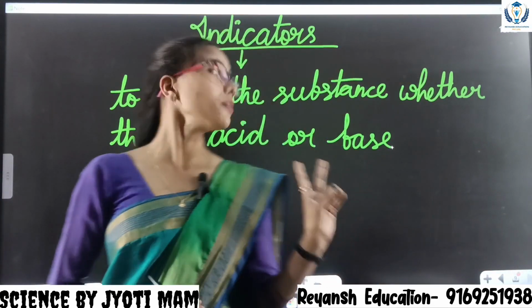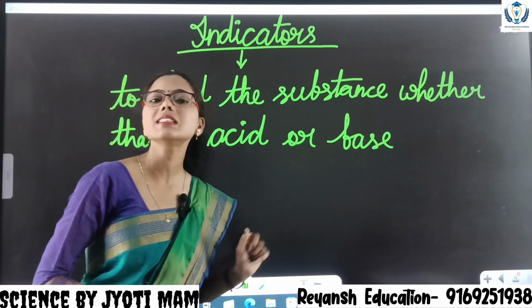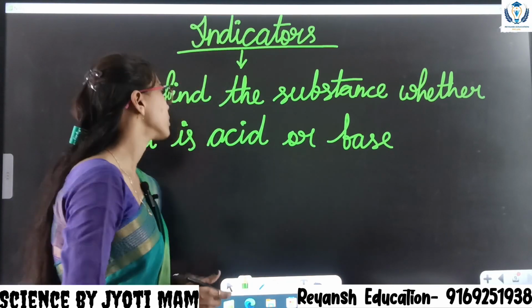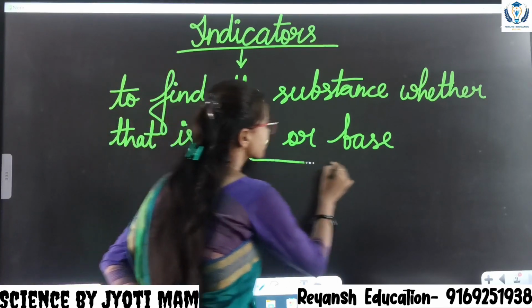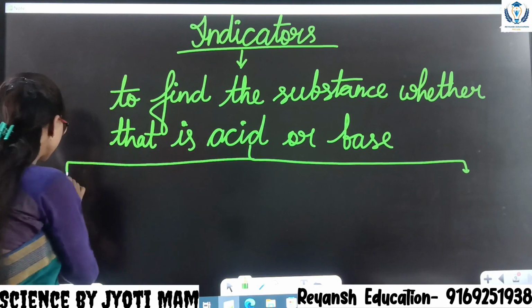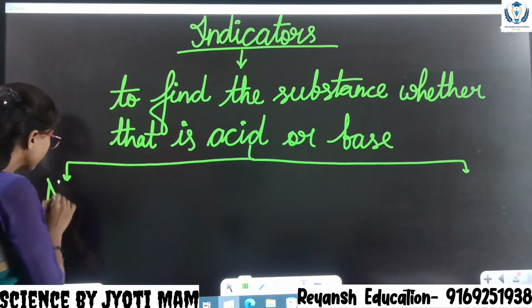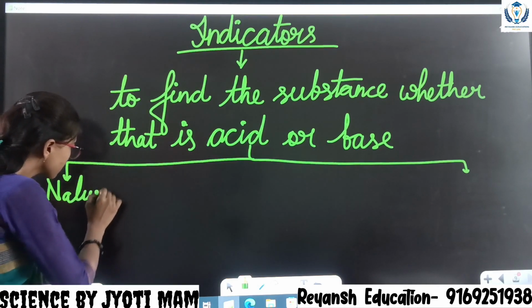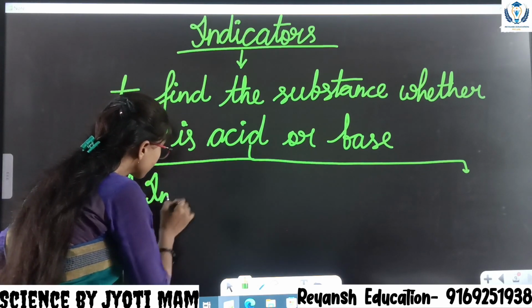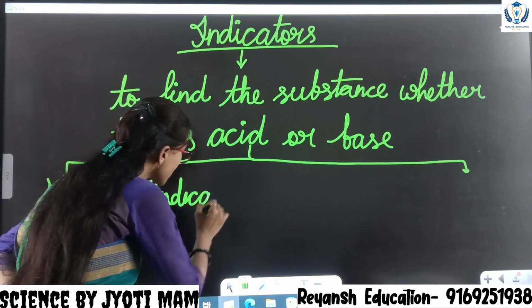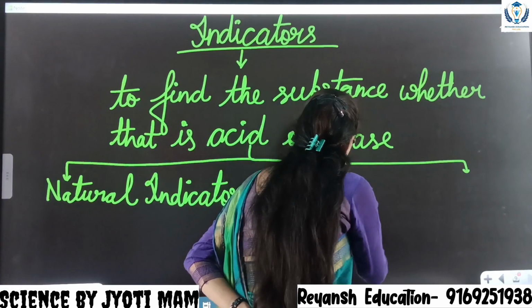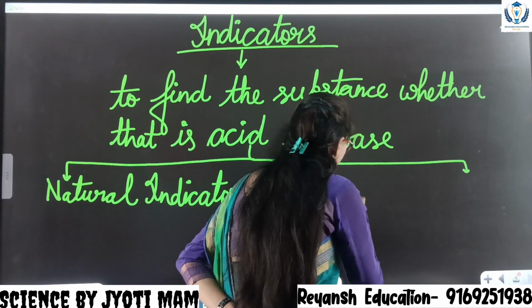There are two types of indicators. First one is natural indicator and second one is synthetic indicator.